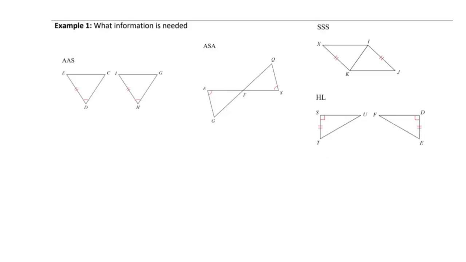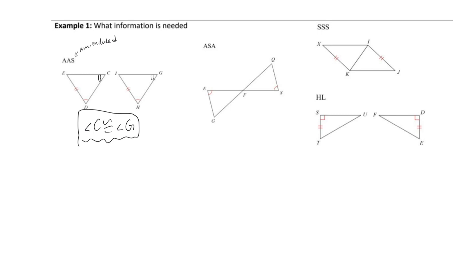All right, so let's look at example 1. It says, what information is needed to use the following shortcuts? So the first one is angle, angle, side, right? We need two angles, and this side is not included. So we need to mark these angles right here, the ones that do not include that side. So we need to say that angle C is congruent to angle G. That's what we need to add to it.